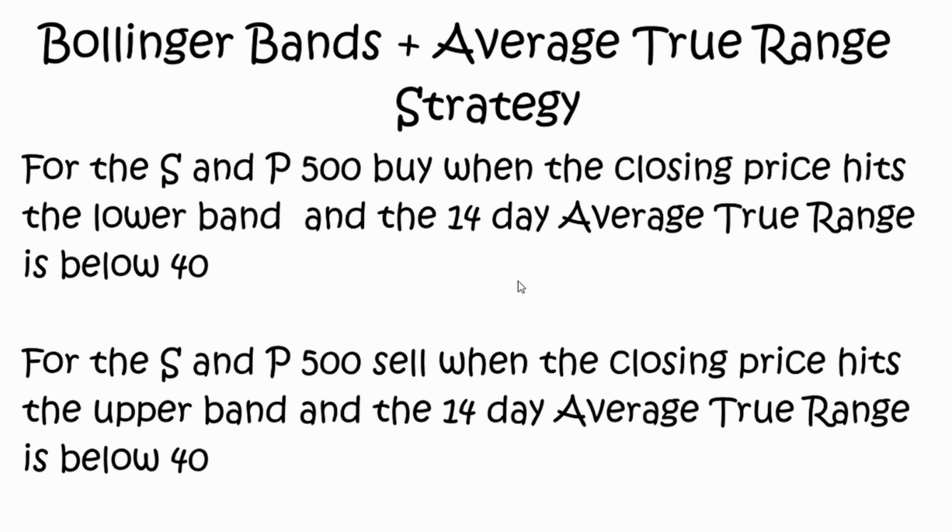And the other important point, this is only for the S&P 500 right now. The S&P 500 is always increasing in price. So this strategy works for right now, but the average true range is going to get larger as the S&P 500 gets larger in price. So this may change in the next couple years or so, depending on what the S&P 500 is selling at.